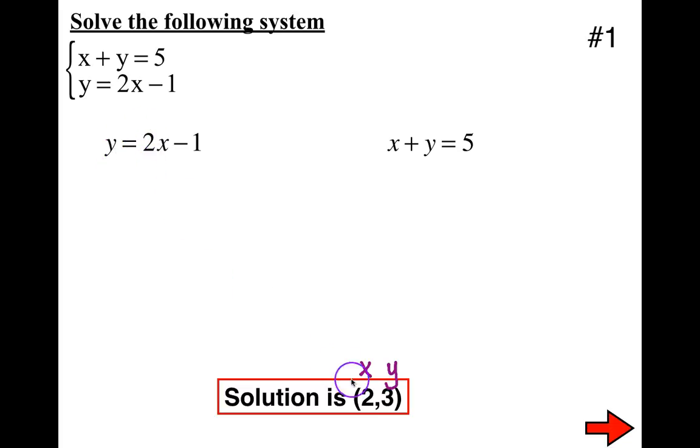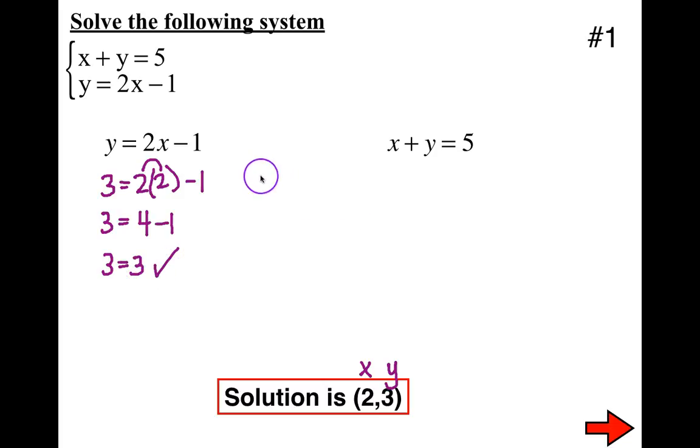So y is 3, so I'm going to put 3 equals 2. Instead of x, I'm going to replace it with a 2, minus 1. So here we have 3 equals 2 times 2, which is 4, minus 1. Does 3 really equal 3? Yes. So it works for both. Sorry, it works for the first one.